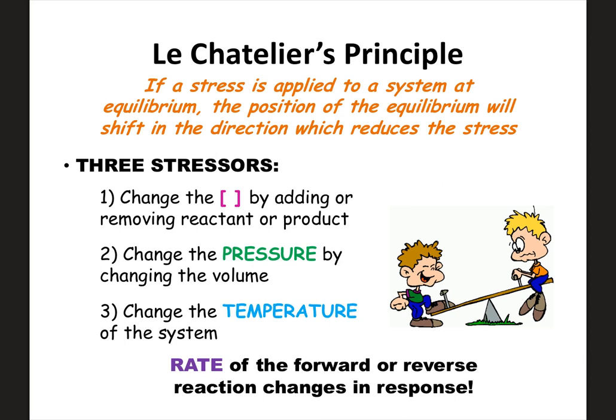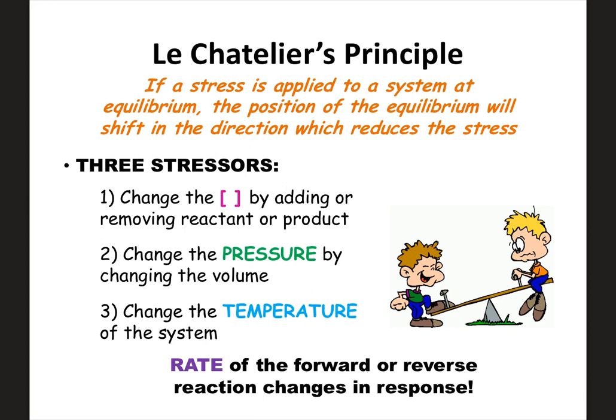So there's three stressors that we're going to look at here. We're going to look at concentration. We can change the concentration by either adding a reactant or product, or removing a reactant or a product as it forms. We can change the pressure, which we do by changing the volume, or we could change the temperature of the system.